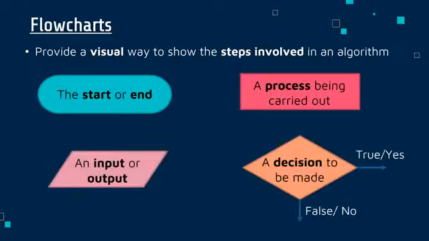Now there are 4 main flowchart symbols you need to know. The top left one, starting with that one, is just a start or end symbol. You generally just write start or end and it will show you where to begin and where to end in your algorithm. A rectangle is just a process being carried out. You usually write a little description of it. So a typical instruction will get written in a rectangle.